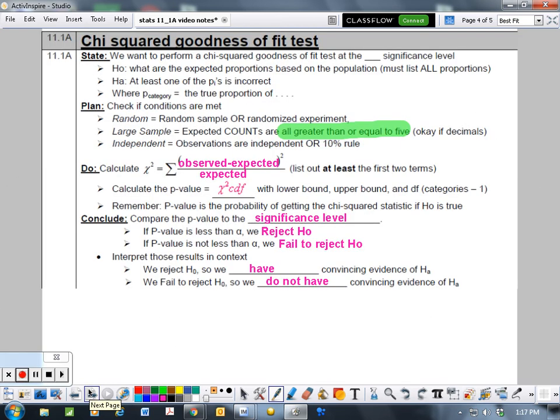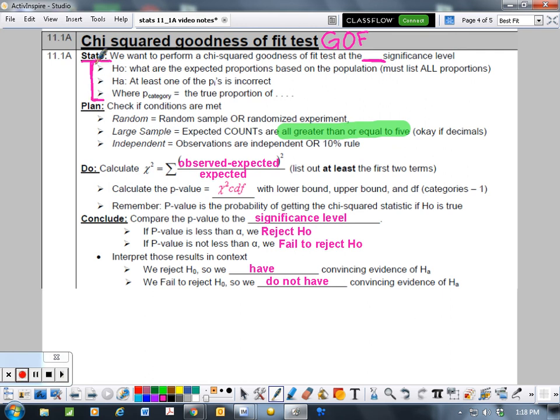Okay, so how do we do a chi-squared goodness of fit test? So we start with our state portion. We want to perform a chi-squared goodness of fit test, and a lot of times we write that as GOF, goodness of fit. And then we have to state a significance level. So it's important you do that at the very beginning. That has to be done. Typically it's done before you even collect data, but we're not working on collecting data, we're looking at analyzing that. So when we write all this stuff, this state stuff is all stuff that is typically done before you even collect data.